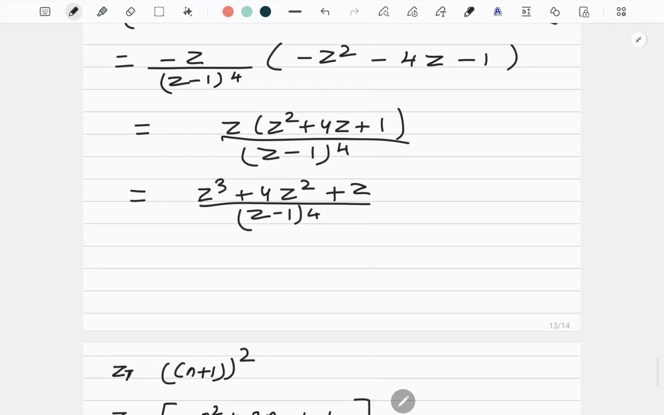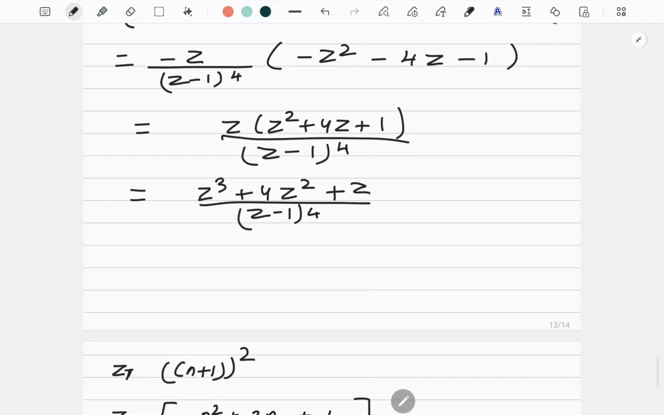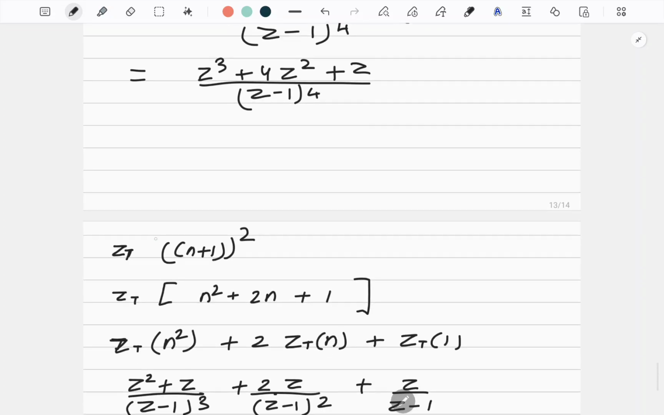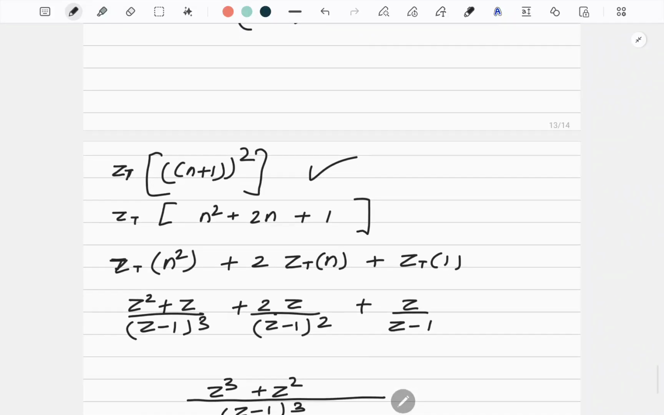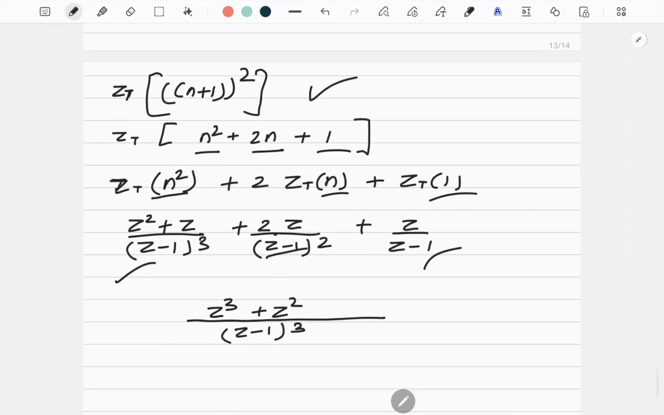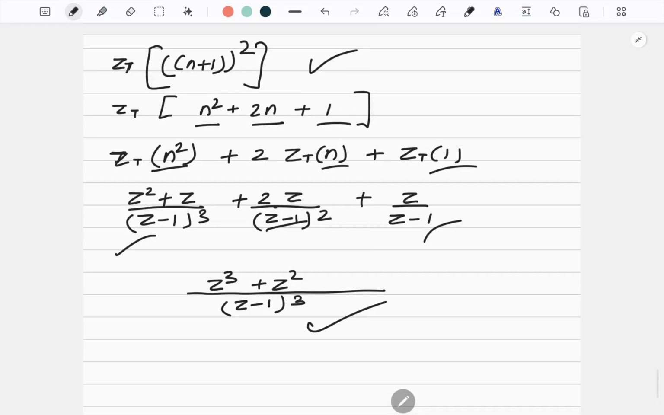Correct? So this is very important: n square, n cube. Based on this, one question is very important, very often asked in exams. Now the Z transform of n plus 1 whole square is what? Apply the formula for a plus b whole square. So the Z transform of n square, 2n and 1. Now you know the formula of n square, put it. You know the formula of n, put it. You know the formula of 1, put it. Simplify, you get the answer. If it is a 5 marker only, you can finish it like this.